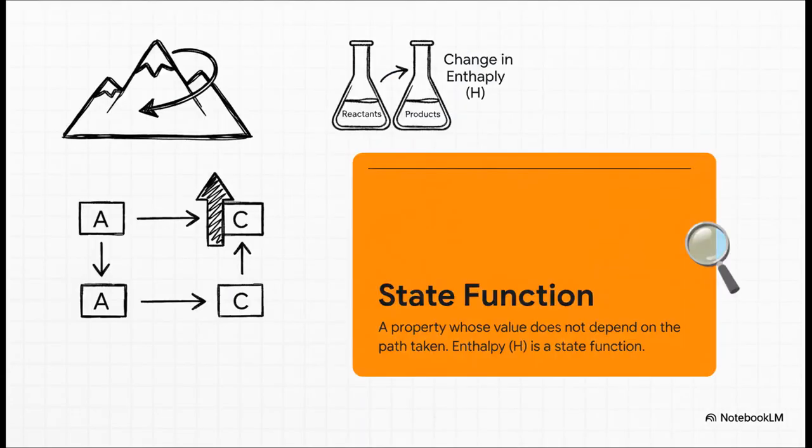And this idea perfectly illustrates a core concept in science called a state function. It turns out the heat of a reaction, which chemists call enthalpy and give the symbol H, is a state function. Just like your elevation on that mountain, the total change in enthalpy for a reaction only depends on your starting chemicals and your final chemicals, not the specific pathway you took to get from one to the other.